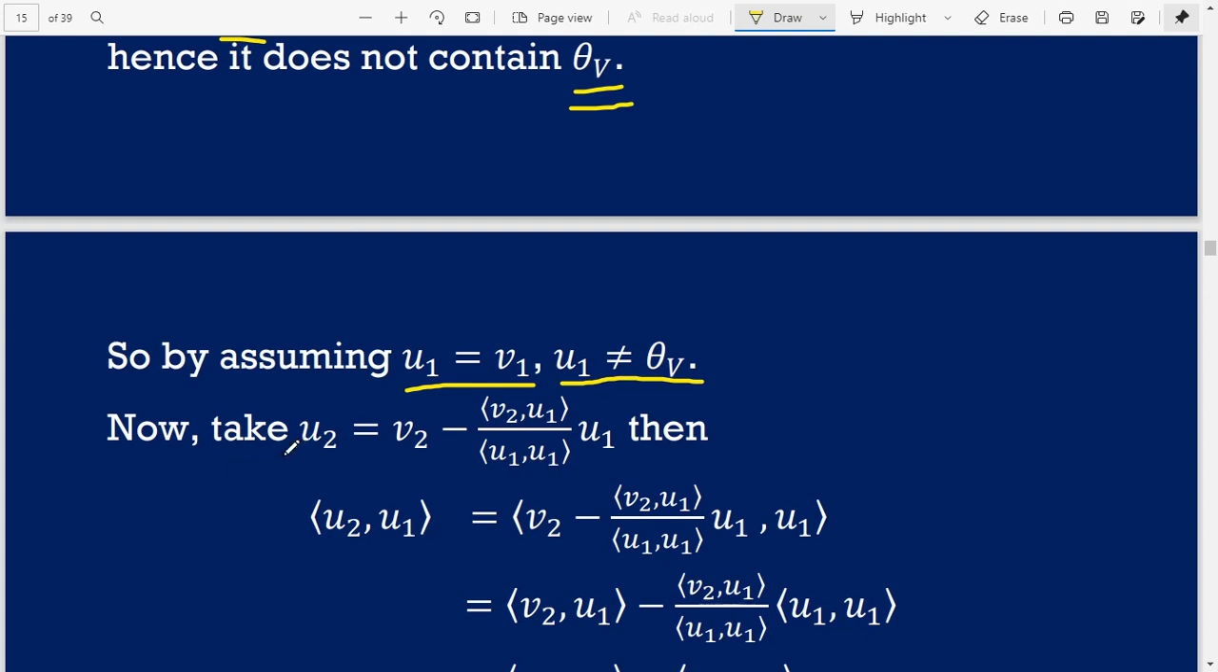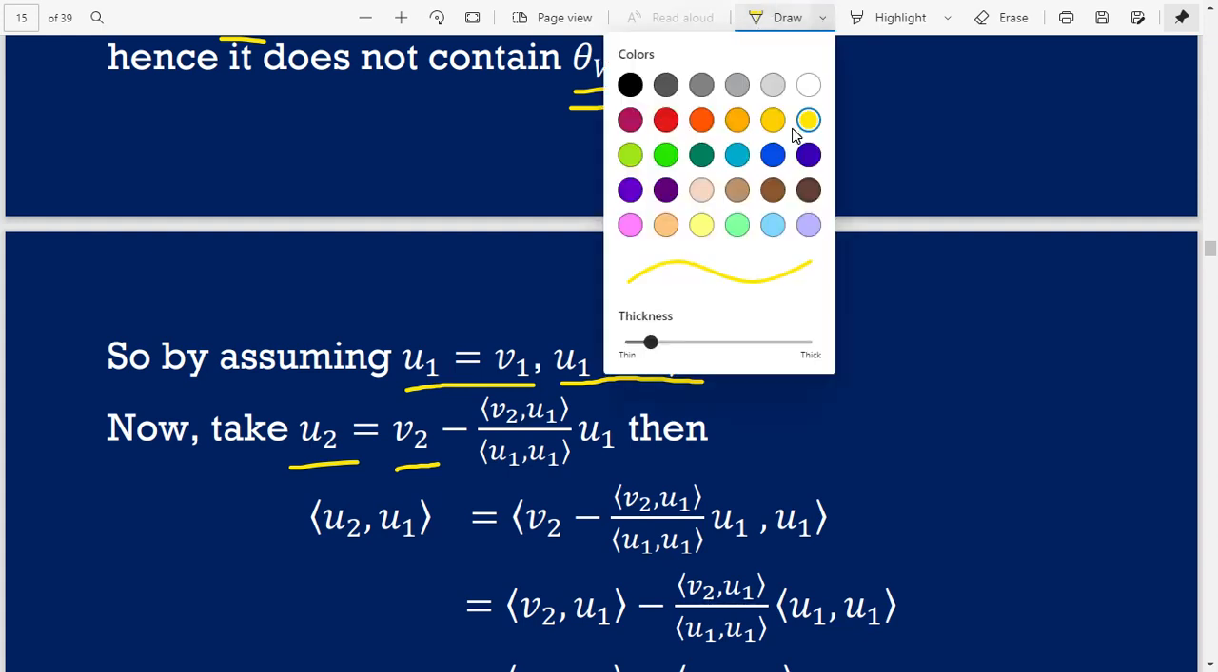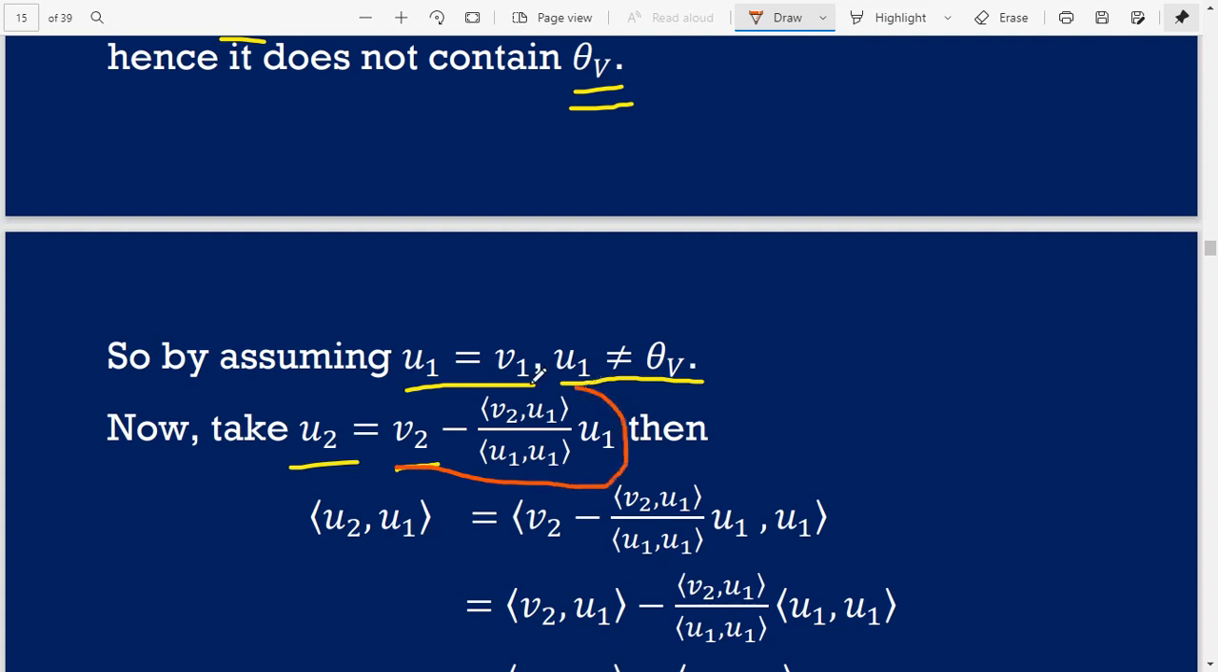So by assuming U1 is equal to V1, U1 is not equal to the zero vector. Now take U2. U2 is equal to V2 minus inner product V2 with U1 upon inner product U1 with U1, into U1. Then inner product U2 with U1, we put the value of U2.